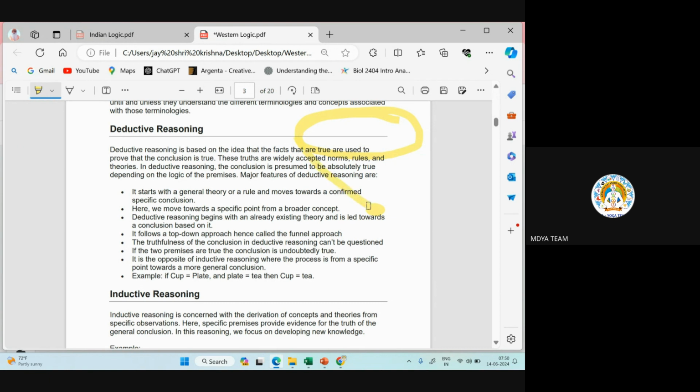So if you join these two things, it will make a funnel. So this is also known as the funnel approach. Understand? Yes, sir. Because from a very broad concept we are coming to a specific point, it is also known as the top down approach, because you are coming from general to particular. The truthfulness of the conclusion in deductive reasoning can't be questioned. If the premises are true, then the conclusion will be true. If the premises are false, the conclusion will definitely be false.